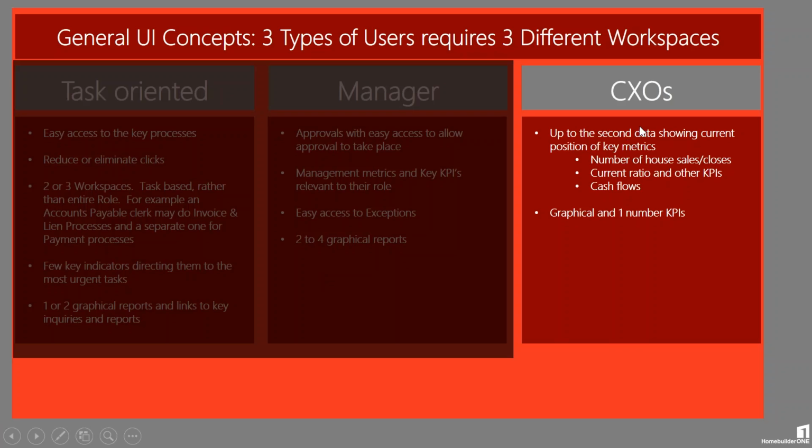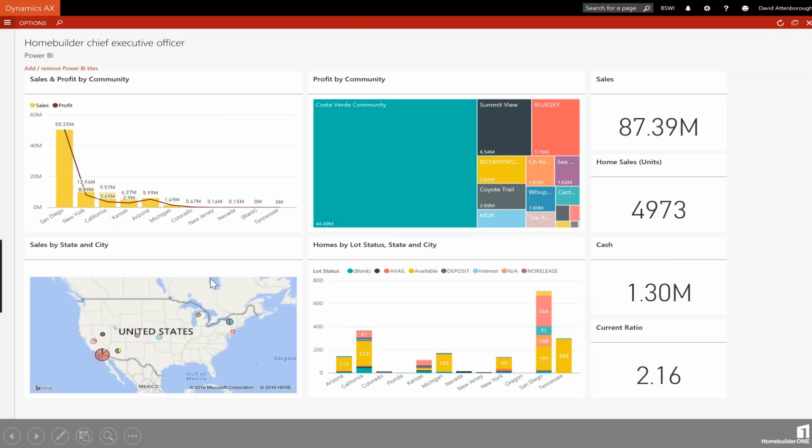And then finally takes us to the CXOs, as we've called it. And really this is just a reporting kind of view. So we have a really quick reporting view here for a CEO, but this is just Power BI in memory, up to the second data, so that they can obviously run the business.